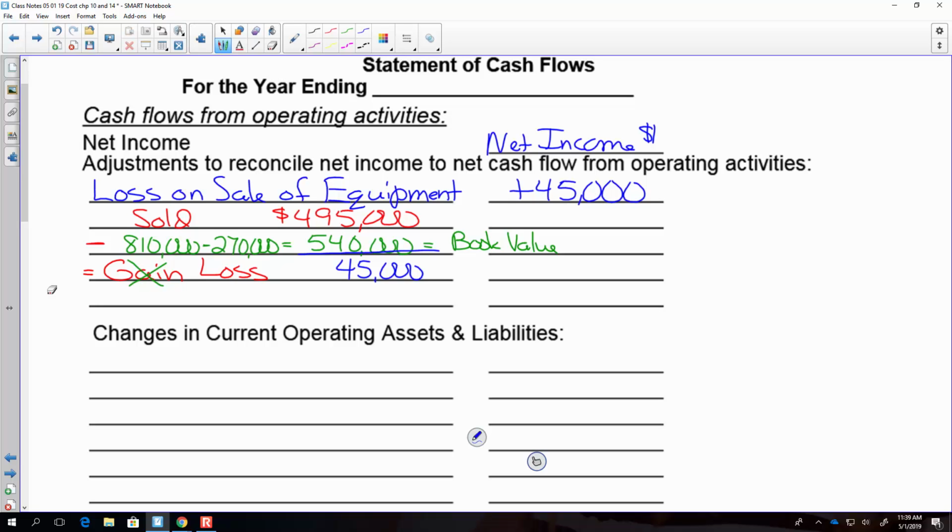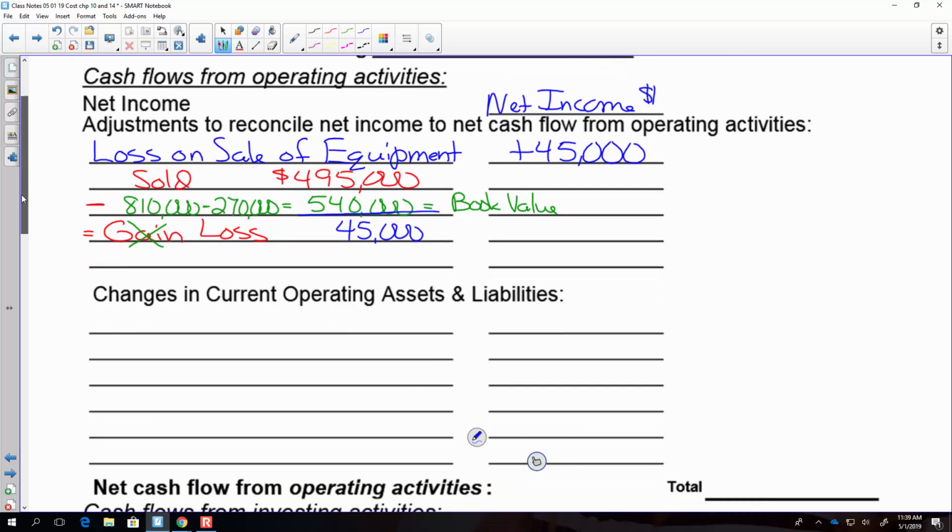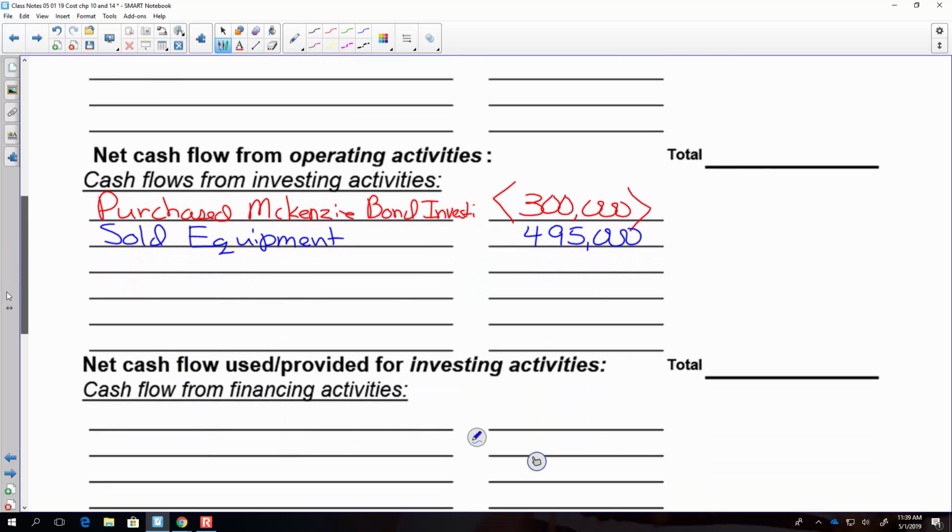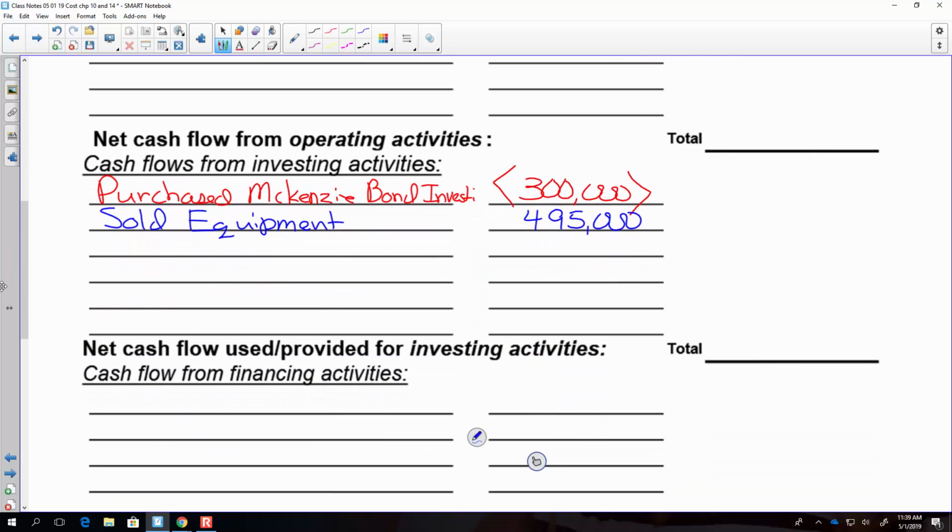So losses are added, gains would be what? Subtracted, right? So watch for that. That's a very easy test question. Gains are subtracted, losses are added. Here too, this 495 is the cash that we're getting, right? We don't use the 810.